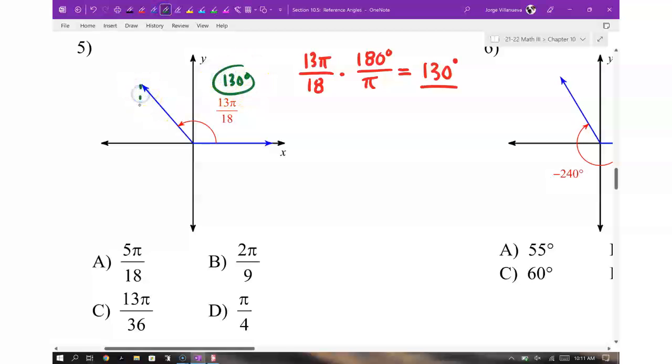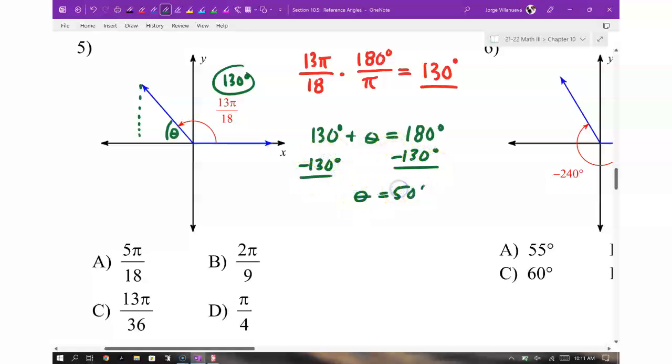I need to know how much is this? It would be 50. What number did you reference it with? 180, right? You said, okay, we're trying to get a flat line. A flat line is 180 degrees. If I'm at 130, I'm just going to kind of do the work really quick. Plus this angle, it should be 180. Notice you guys don't have to show the work. You can do this in your head. I'm just showing it to you guys, though, just for the purpose of having it there. Theta would be 50 degrees.